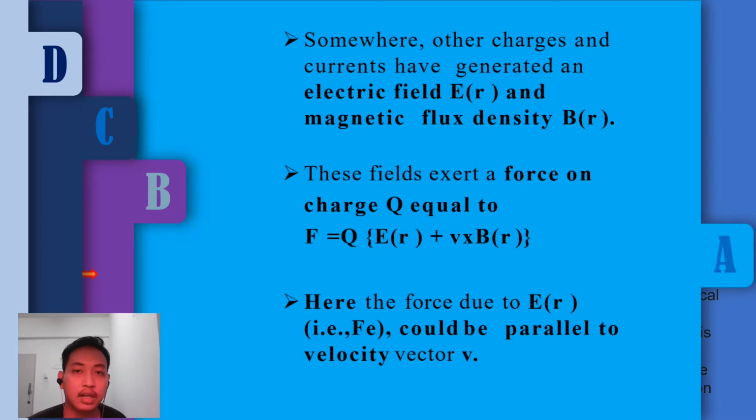Somewhere, other charges and currents have generated an electric field and magnetic flux density. These fields exert a force on charge Q equal to F = Q(E + v × B). Here, the force due to E could be parallel to the velocity vector.